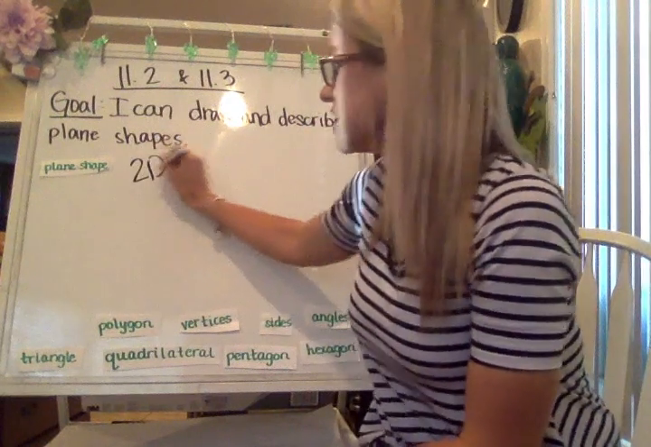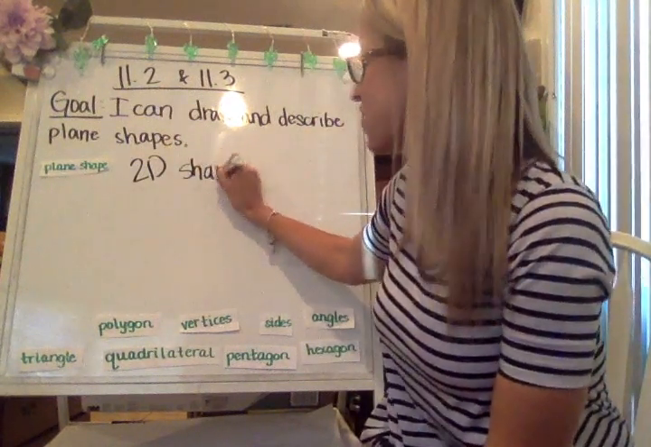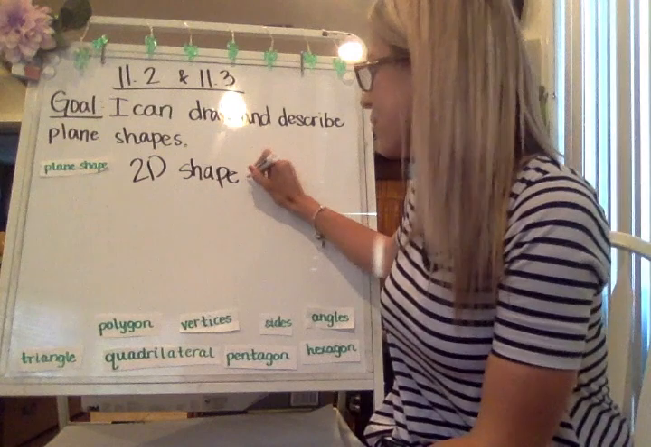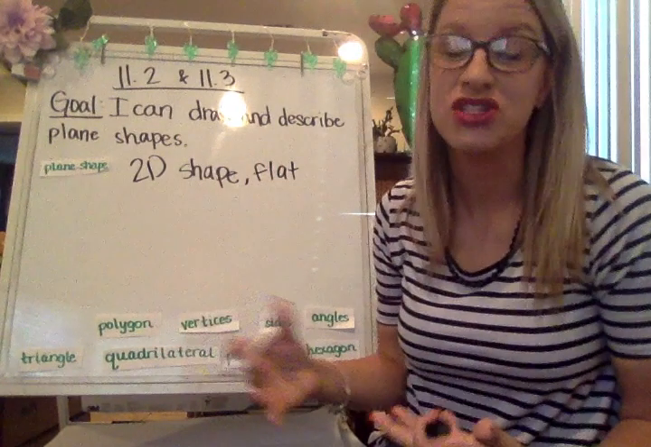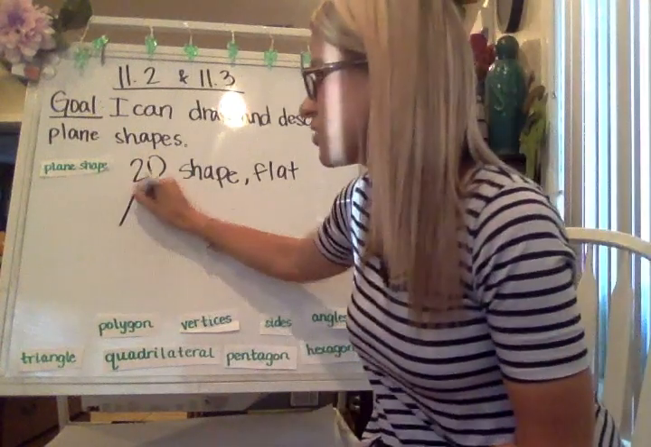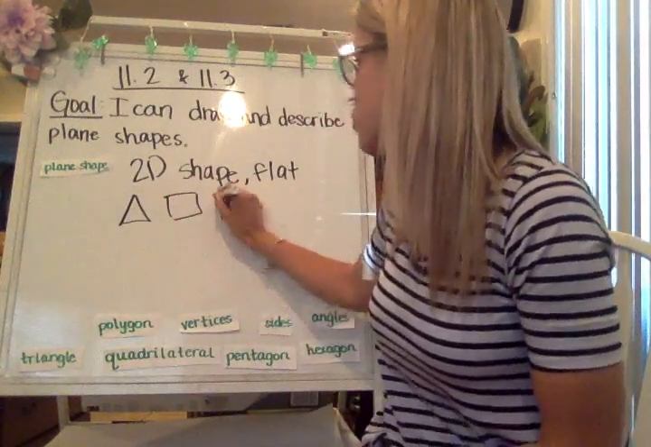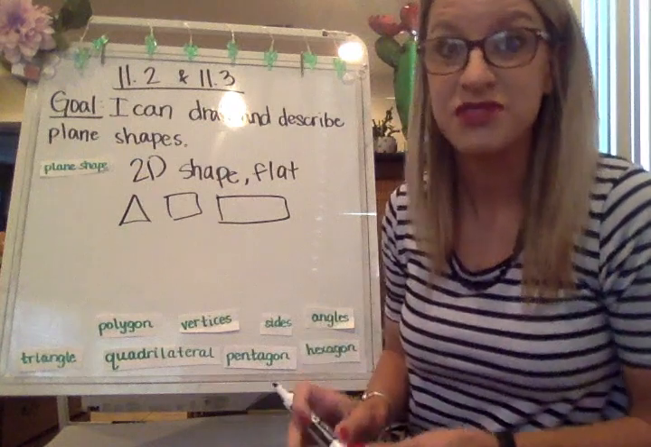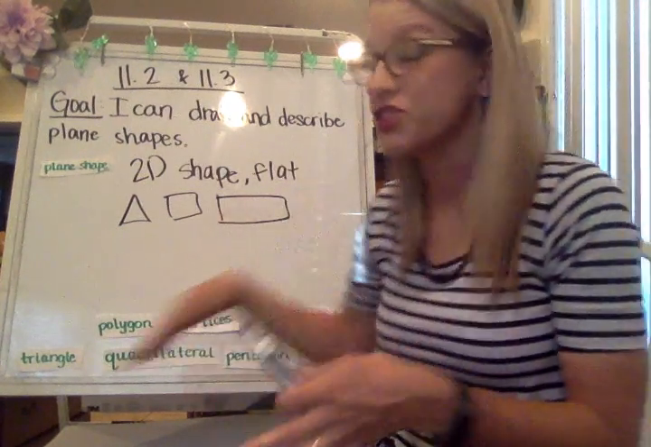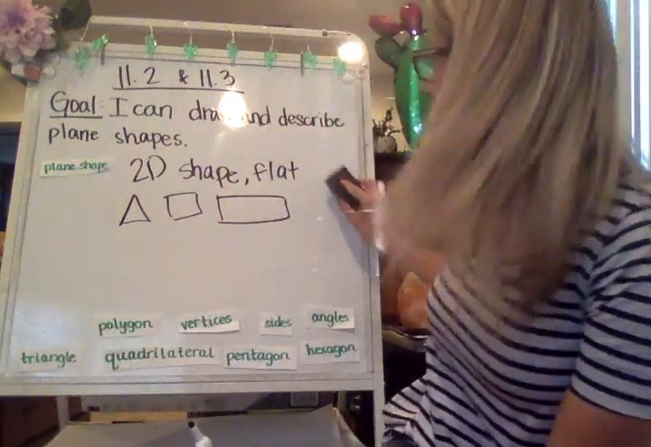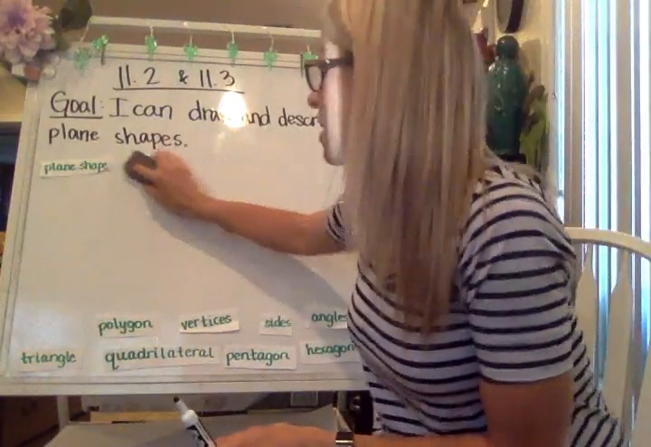So it's a 2D shape, which means that it's flat. The opposite of that would just be the three-dimensional shape. So the 2D shapes like triangles, squares, rectangles, those are the types of shapes that we're going to be discussing. We also have some new vocabulary that we're going to be introducing and practicing along with to describe those shapes.